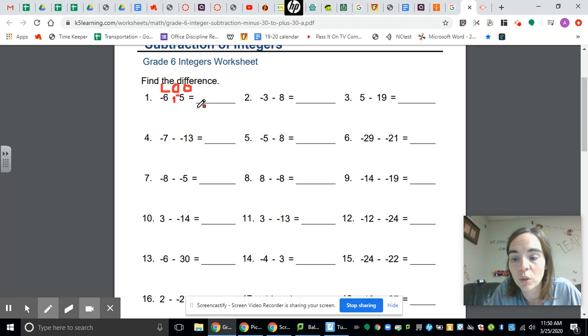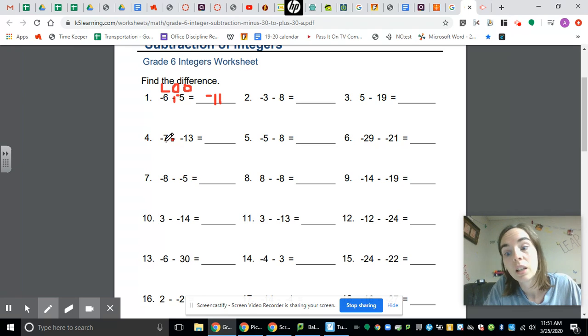Well, in the last few lessons that you've done, you have already learned how to add integers. So we know that a negative plus a negative is actually addition. And so we're going to add 6 plus 5, which gives us 11. And both signs are negative, so it's going to keep that negative sign. So our answer to that is going to be -11.